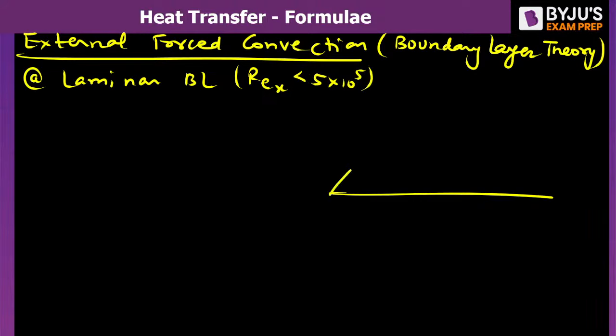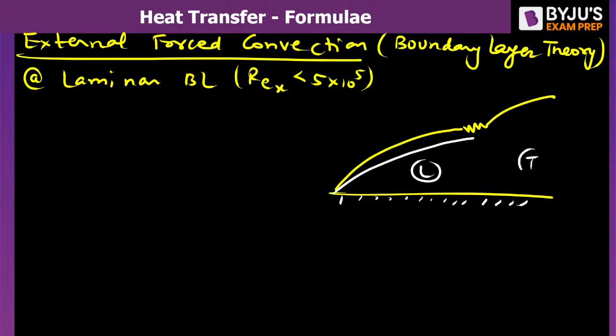So the boundary layer growth will take place like this. For laminar boundary layer, it will be like this. And in turbulent, it will be a single curve. Here it will be two curves. In laminar region, this is laminar, this is turbulent. This is the transition. So this is how the growth of boundary layer will take place.